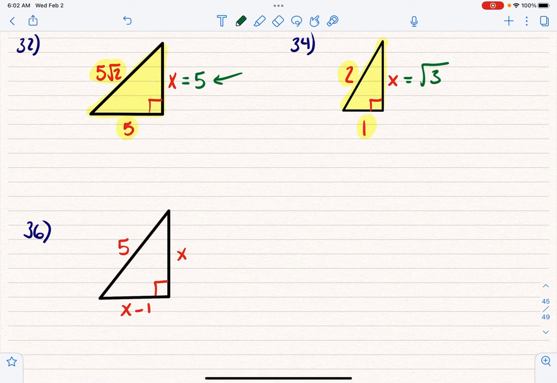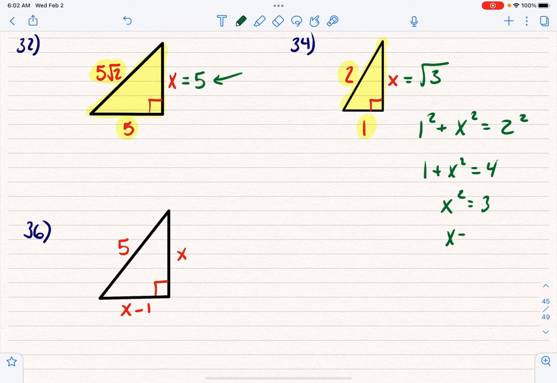But even if I didn't know that, I could say, well, 1 squared plus x squared is equal to 2 squared. Subtract the 1, which obviously is 1 plus x squared is equal to 4. So therefore, x squared is equal to 3. So x is equal to square root of 3, just like we said it was.